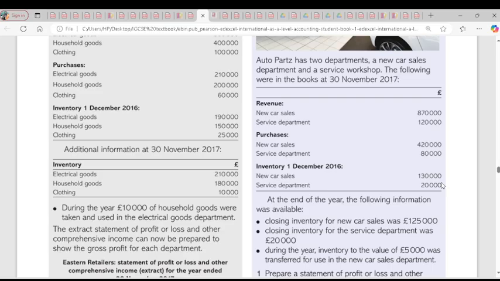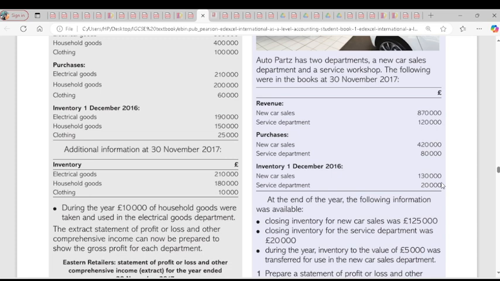That's your cost of sale. And gross profit is always sales or revenue minus cost of sales. So the gross profit for the new car sales department is 870,000 minus 430,000, which is 440,000 for the new car sales department. Then for the service department, our sales is 120,000.